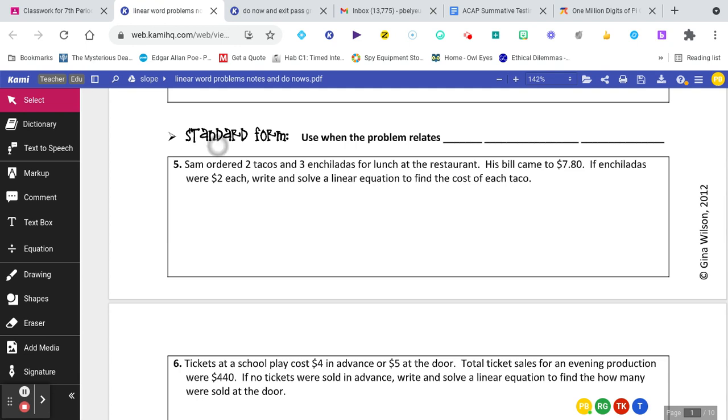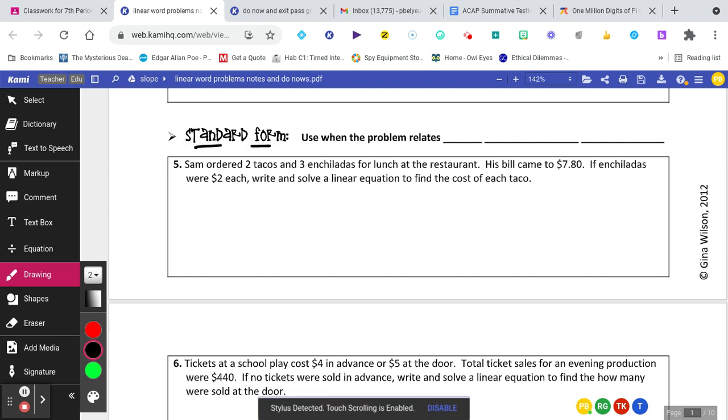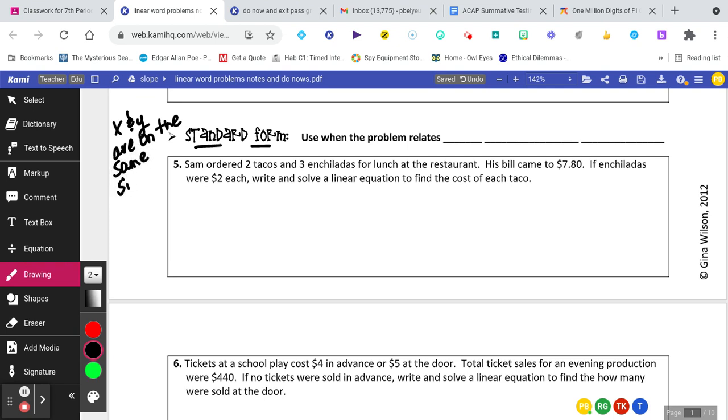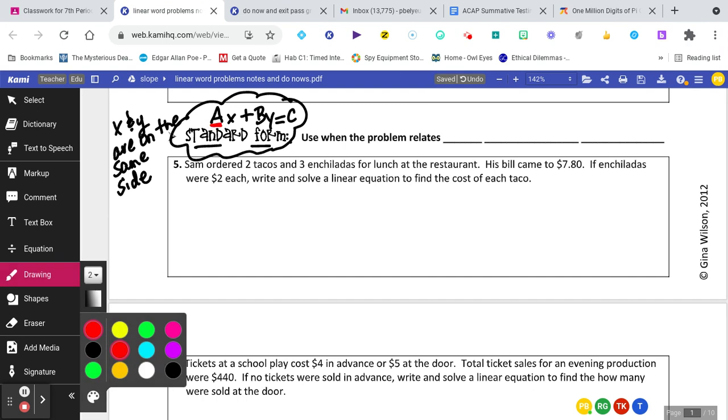All right, and then you're going to be able to use standard form for these. Standard form is just when x and y are on the same side. When I say same side, I mean they're on the same side of the equal sign. So basically you'll have something that looks like this: Ax plus By equals C. That's standard form, guys. The A here is just the coefficient of x, and the B is the coefficient of y. So if you have an equation that looks like this, we say it's written in standard form, not slope-intercept form.